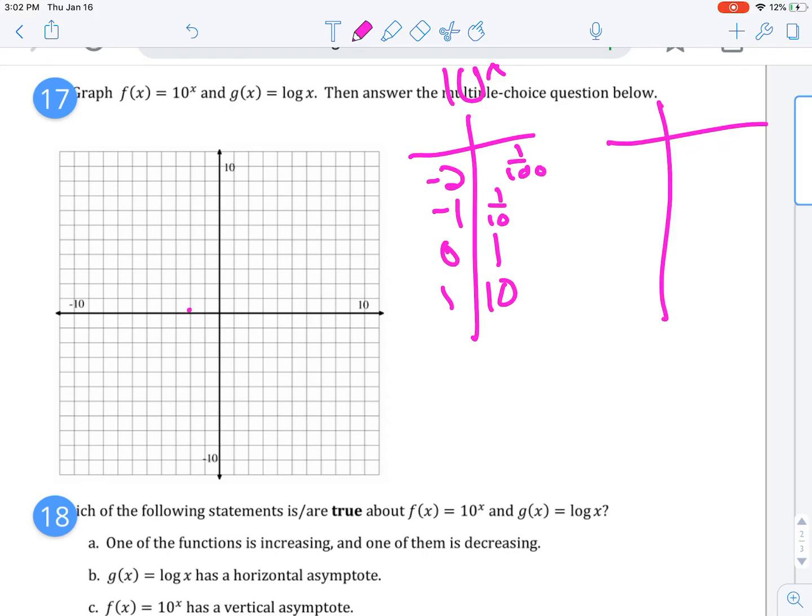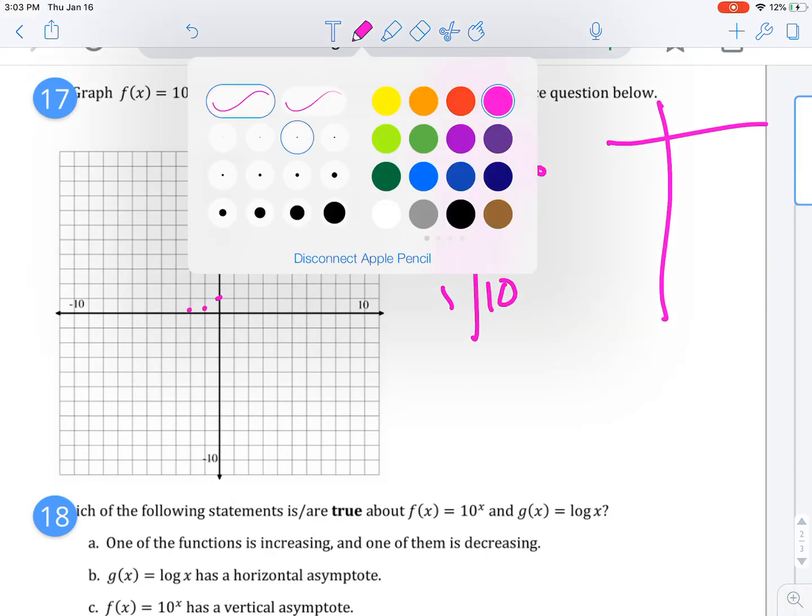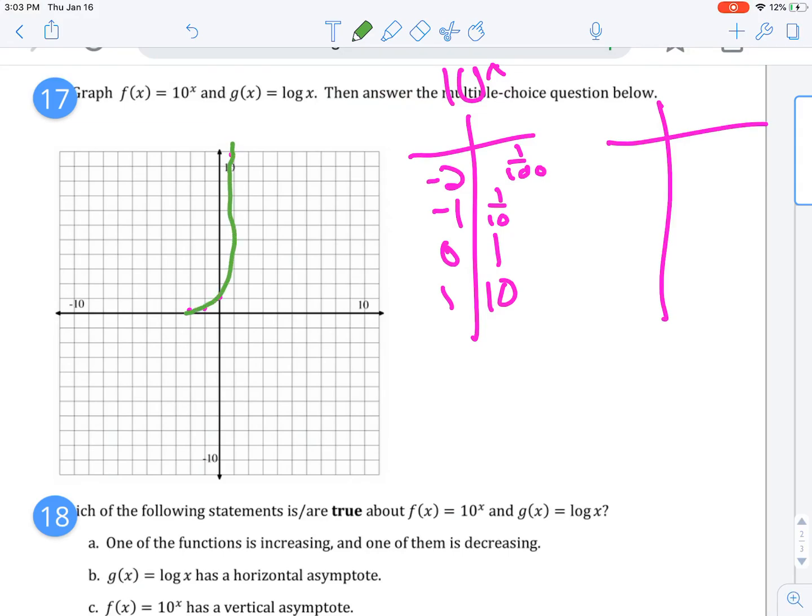So negative 2 and barely up at all, negative 1 about the same, 0, 1, and 1, 10 gives me that, and then log x. So log x is its inverse, because remember it's log base 10. So I'm not going to worry about plugging anything in. I'm just going to go like this, that. And now I should be good.